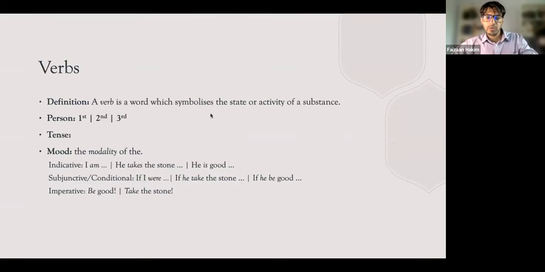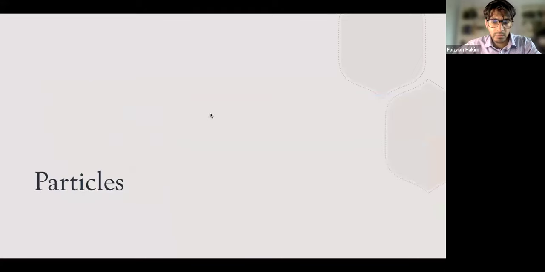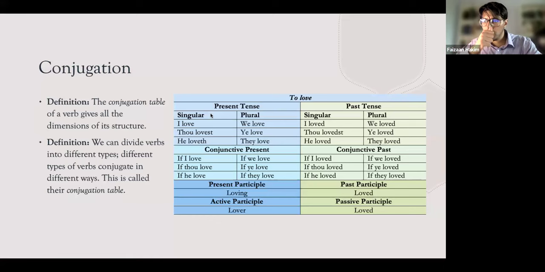Finally, we spoke about verbs, how a verb analogously has a person, tense, and mood. We spoke about what these things mean. We have the conjugation table of a verb, and I believe that is where we ended last time.